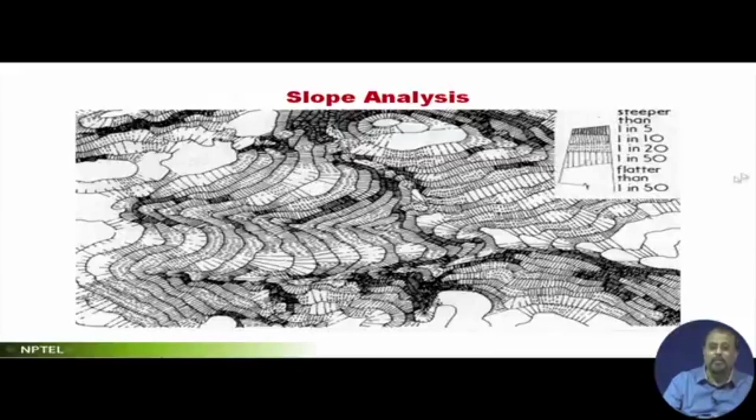That is represented in a legend like this, in which if it is, say, steeper than 1 in 5, it is shown with closer lines, then 1 in 10 is this, then 1 in 20 is this, and then 1 in 50 is this, and then flatter than 1 in 50 is this. That means by this you can also subdivide much more. If you are not happy with these few gradations or divisions, you can make further subdivisions, no problem.